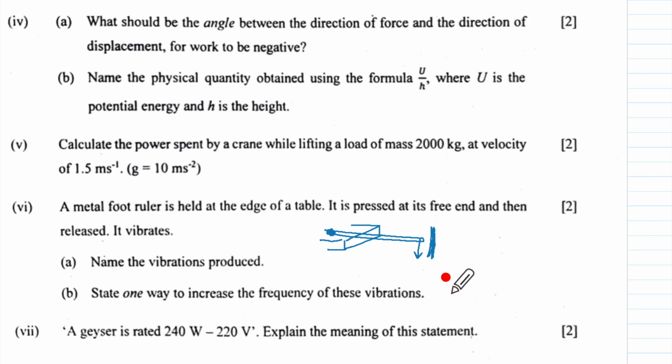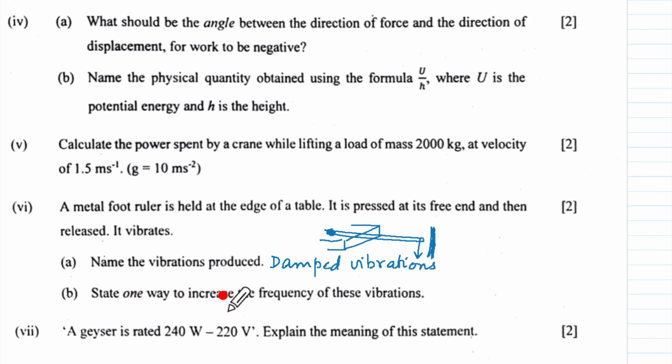So it's going to vibrate, right? What are the vibrations? They are going to be the damped vibrations. Why damped vibrations? Damped vibrations is because their amplitude is going to go on decreasing because of the resistance offered by the surrounding medium, correct?